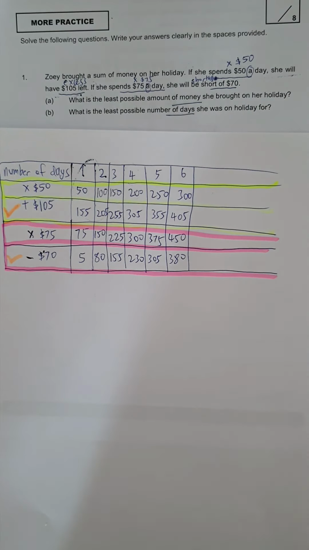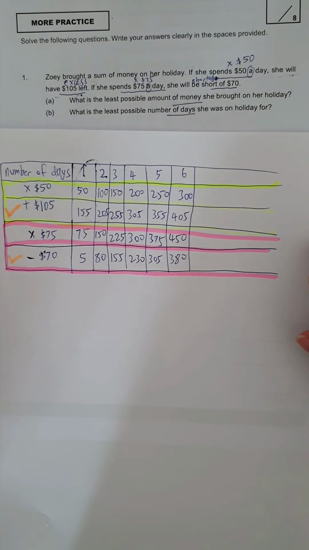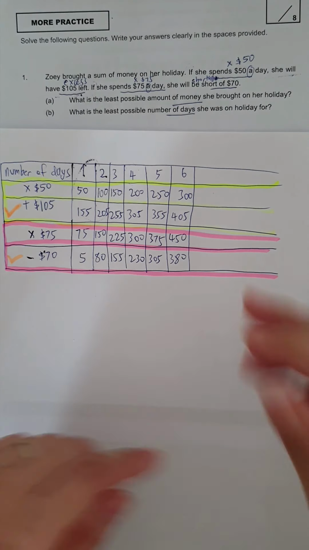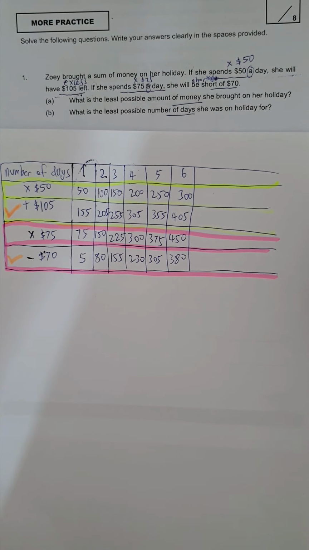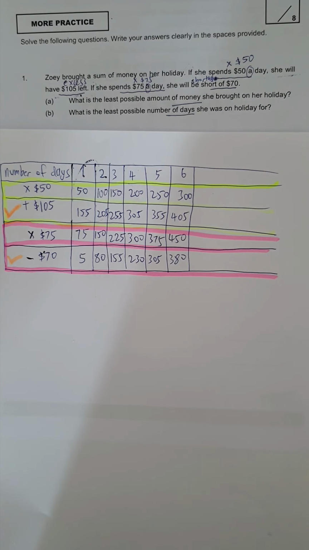Actually, the reason I recommend this for maybe up to maximum primary 4 is because what if the number of days is very big? If we stop at 7 days, okay, fine. But what happens if it is like 20 days? You might not have enough space on your worksheet, in that sense.